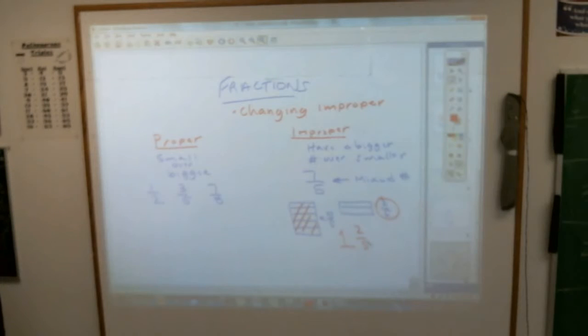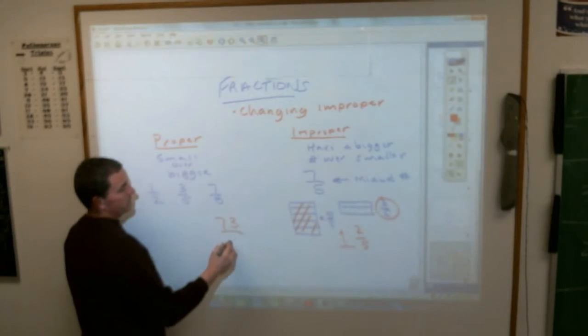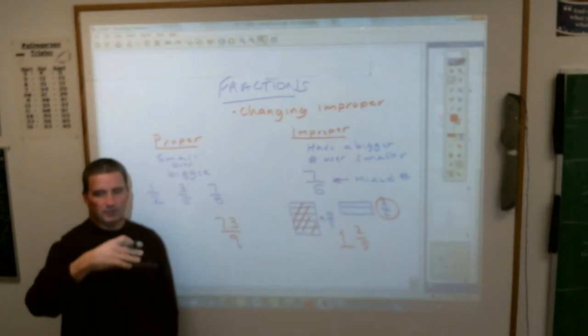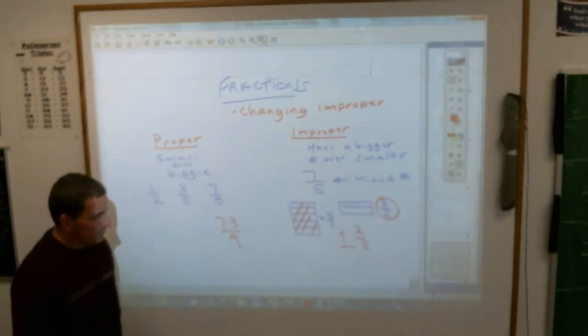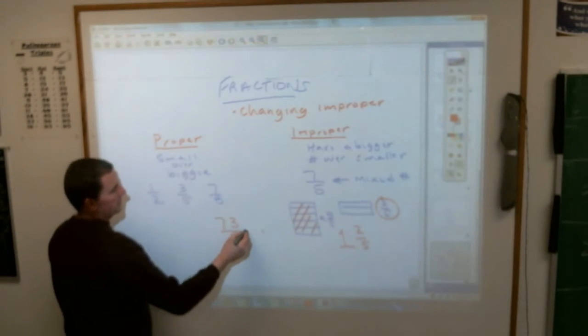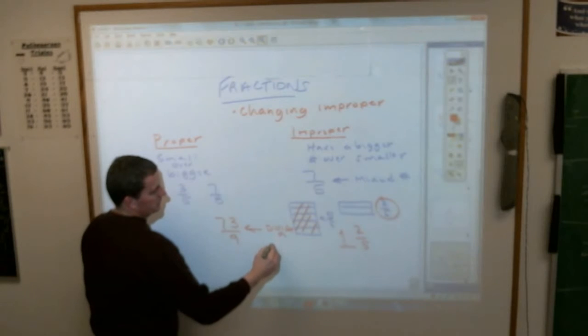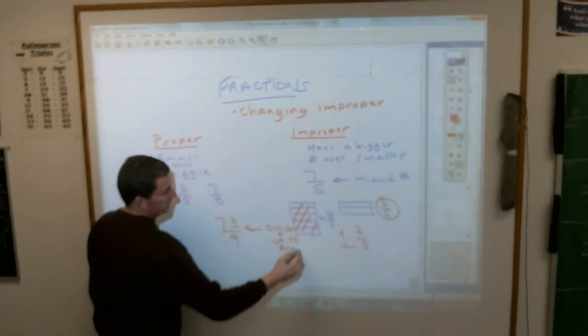Now, is there an easy way to do that? Drawing pictures is good, but you don't want to have to do that if you have something big like this. You know, if you have 73 over 9, you don't want to sit there and draw a whole bunch of things, 9 until you get whatever. So, anybody know what the easy way to do this would be, Bryce? Divide. Right. This is to divide and write your remainder as a fraction.